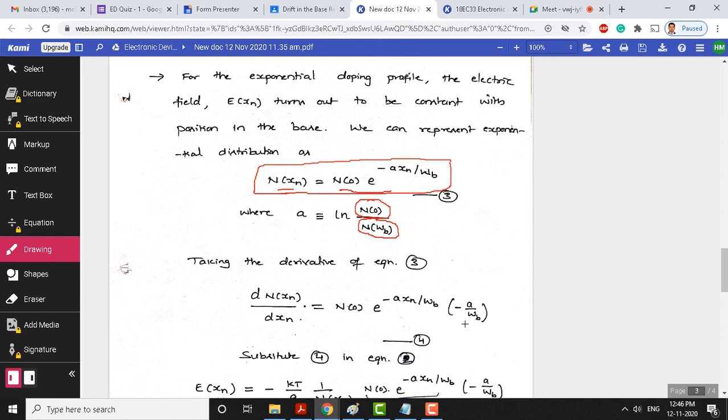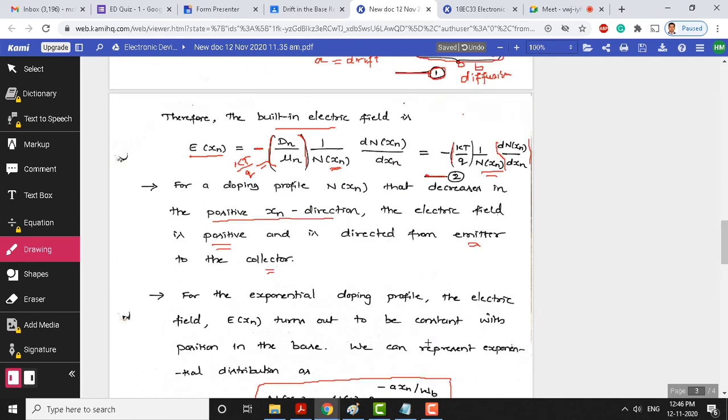Let us call this equation 4 after taking the derivative. You can substitute this equation 4 in equation 2. Equation 2 we already showed here.